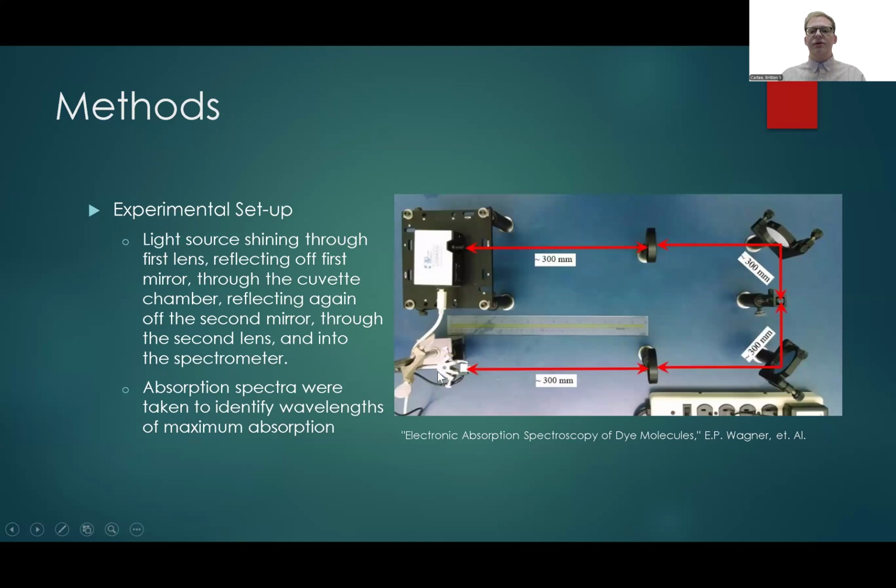It is going to project about 300 millimeters to the first biconvex lens, which is going to focus the light onto this turning mirror, which is another 300 millimeters away. It passes through the cuvette chamber or your dye sample, hits this other turning mirror, goes through this other convex lens, and into our spectrometer. Then we're taking the absorption spectra of the light that's passing through the cuvette, so what wavelengths of light are getting absorbed and which are coming back through the other side.